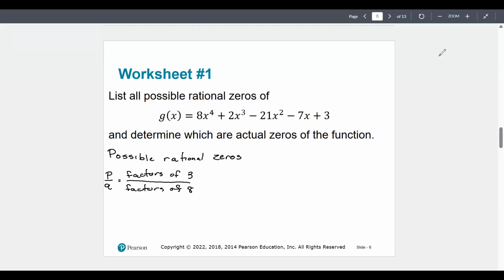Possible rational zeros. You are going to look at factors of 3, so your constant, over factors of 8, which is your leading coefficient. So those possible factors would be for 3, plus or minus 1, plus or minus 3. Factors of 8 are plus or minus 1, 2, 4, and 8. So make a list over here.